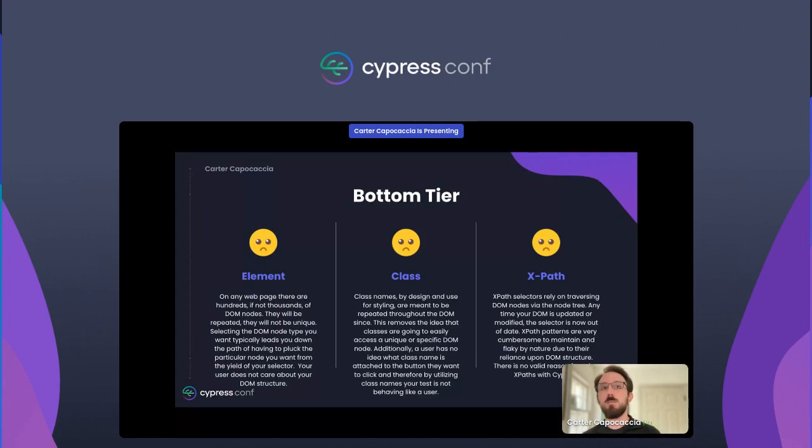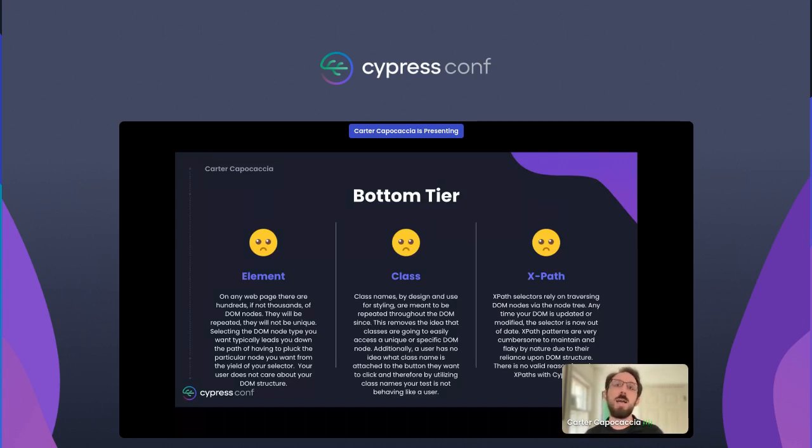The next piece here is class names. I talked about this a little bit earlier, but class names by design are used for styling and they're meant to be repeated. So class names right off the bat are not unique. They're not meant to be unique. They're also not meant for testing. They're meant for designers and for applying styles and repeating those styles throughout your application. So it removes the entire idea that classes are going to be unique. They're not unique. And a user doesn't care. You'll hear me say this a lot throughout these rankings. The user doesn't care what the class names are on the page. So if you interact with it via the class, you're not interacting with that application just like a user would.